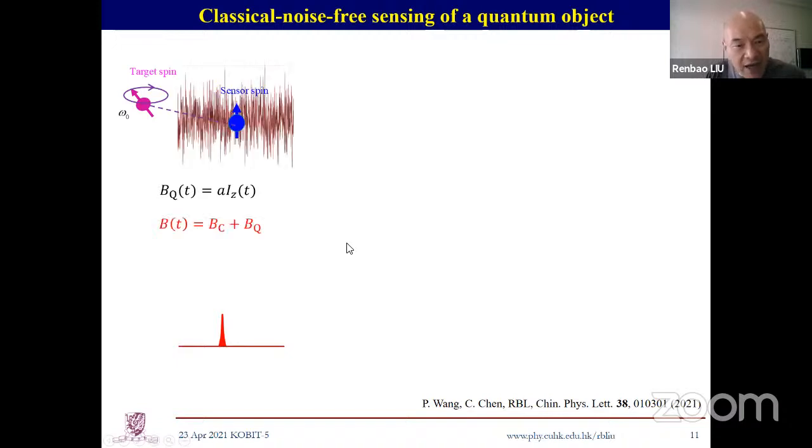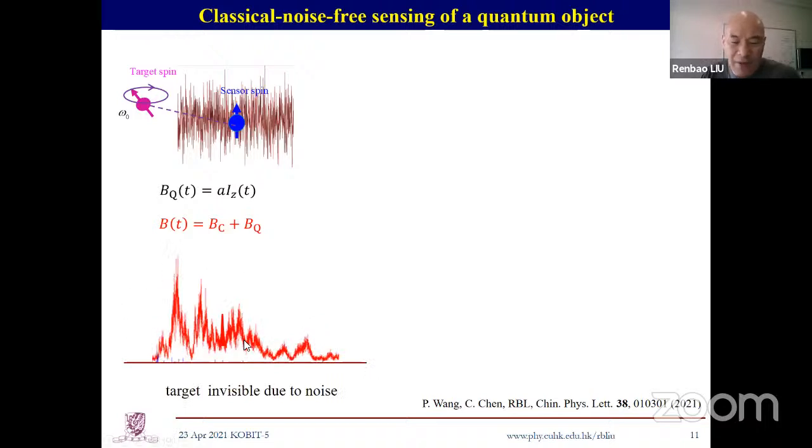But in reality, there are always classical noises that also affect this sensor spin. So there will be another field, B_C, that's a classical noise. If you look at the correlation functions of both fields together, you see something like this. It's almost impossible for us to identify which peak is from the target spin, because they could have similar strength. There's not enough signal to noise ratio, so we cannot identify the target spin in this classical noise background.